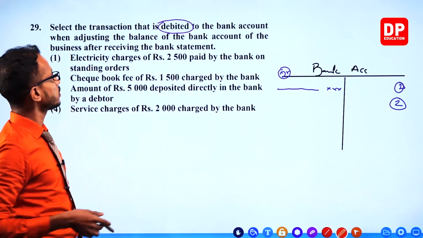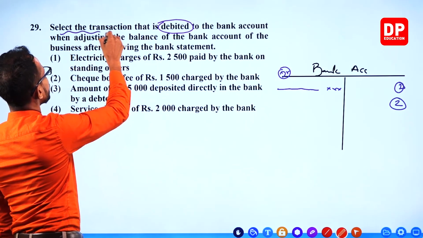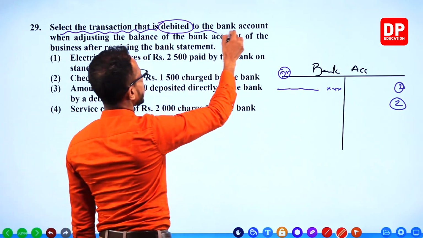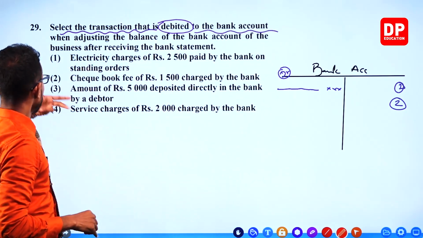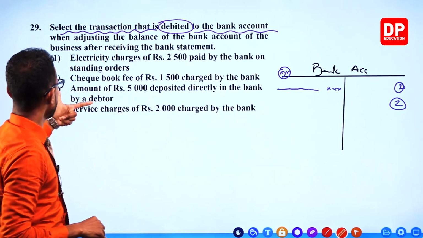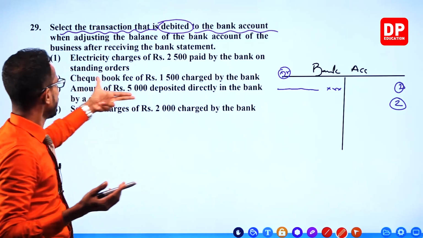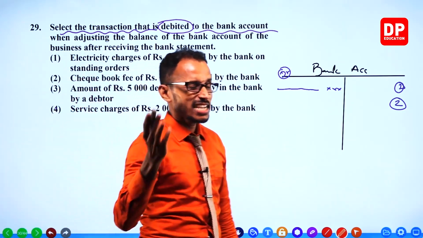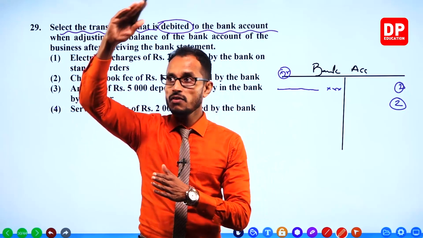I'm going to find the transaction debited to the bank account. Third one, amount of 5,000 deposited directly in the bank by a debtor. Amount of 5,000 deposited directly, cash coming in directly to our bank account.